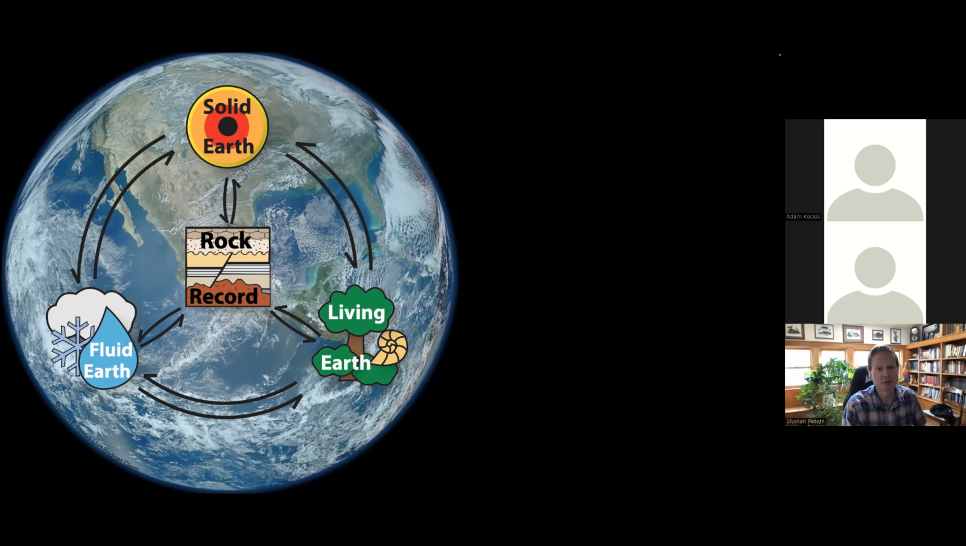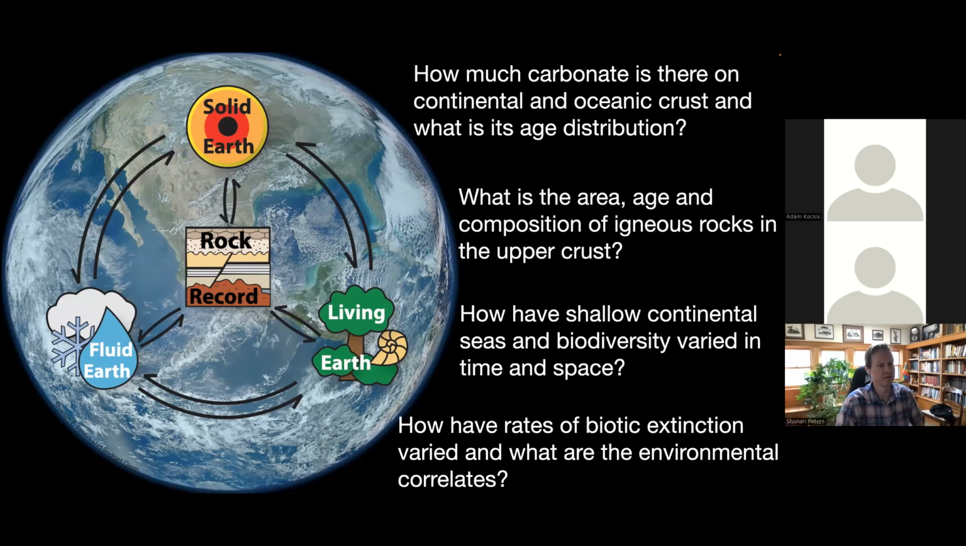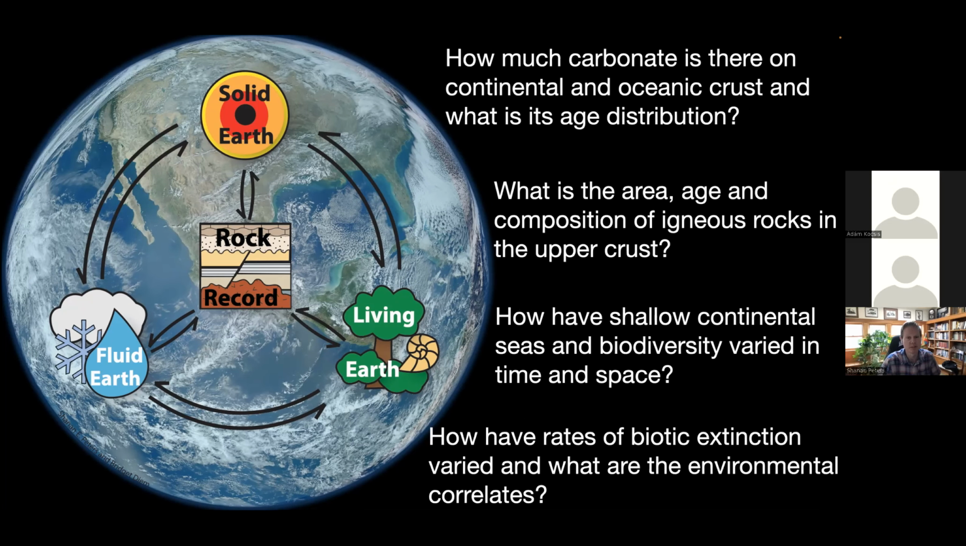And so what really drives the creation of the database resources I'm going to be talking about today are some large-scale questions that require synthesis of data and information from multiple different sources. Questions like how much carbonate is there on continental and oceanic crust, and what is its age distribution? We need to be able to answer this question quantitatively for all sorts of reasons in Earth system science. What is the area, age, and composition of igneous rocks in the upper crust? How have shallow continental seas and biodiversity varied in time and space? How have rates of biotic extinction varied, and what are the environmental correlates?